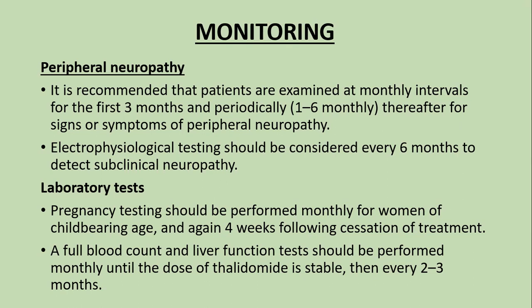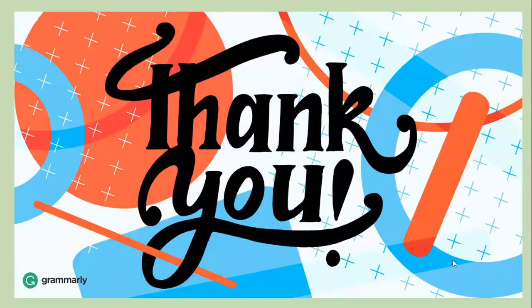Laboratory tests. Pregnancy testing should be performed monthly for women of childbearing age and again 4 weeks following cessation of therapy. Full blood count and liver function tests should be performed monthly until the dose of thalidomide is stable, within 2 to 3 months. So this brings to an end of this talk.